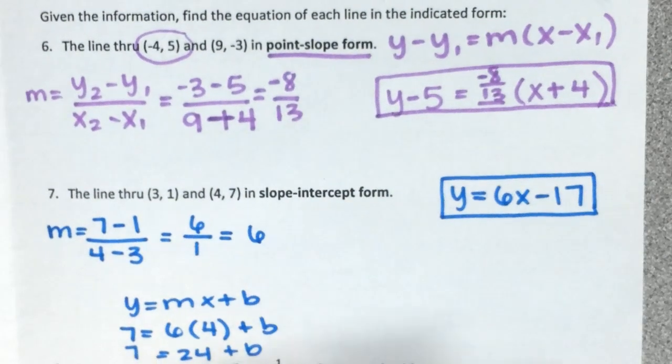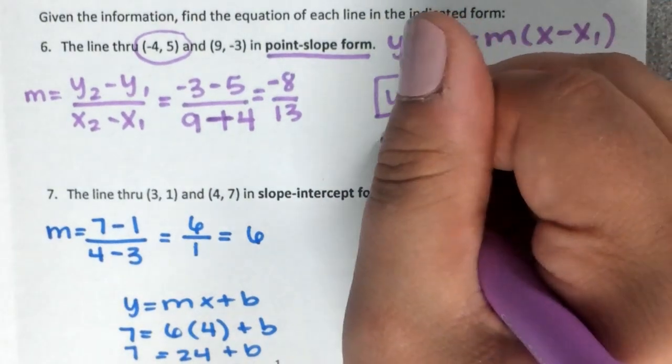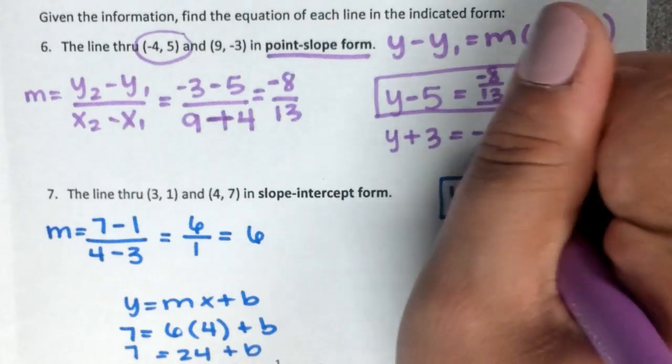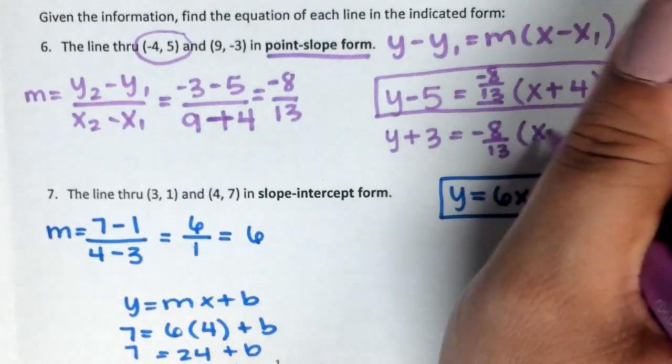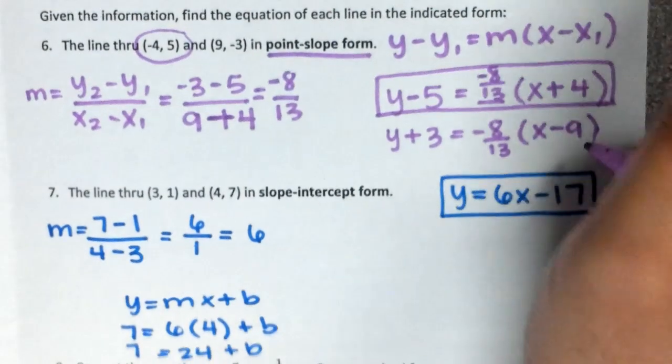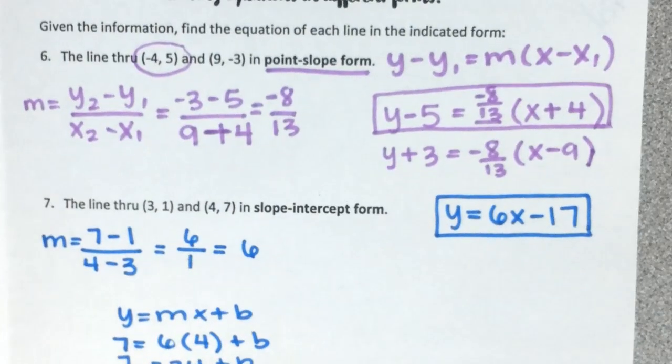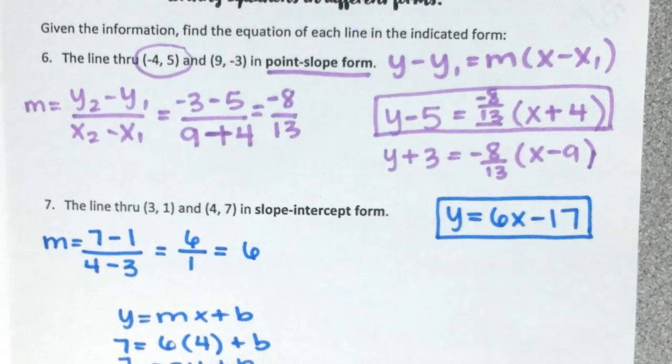And there's our answer. If you wanted to do the other way, you would have gotten y plus 3 equals -8 over 13 x minus 9. You don't have to write both. You only need to write one of them. Are we feeling okay about this? Yeah.